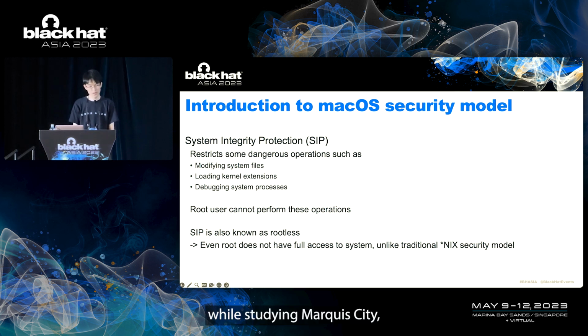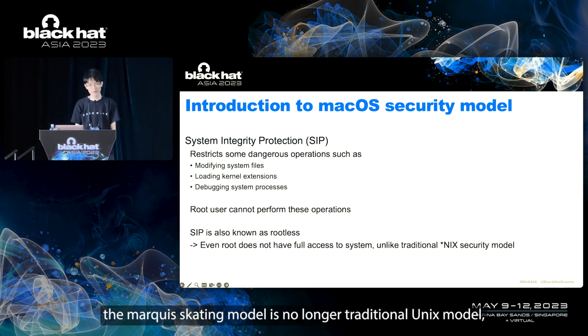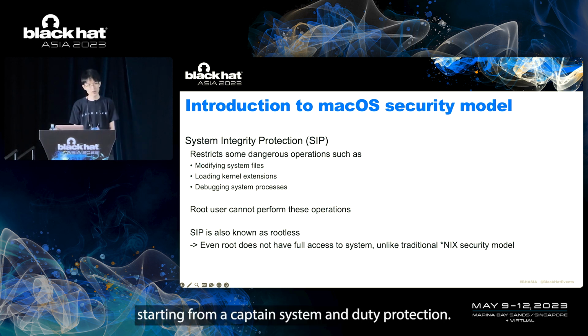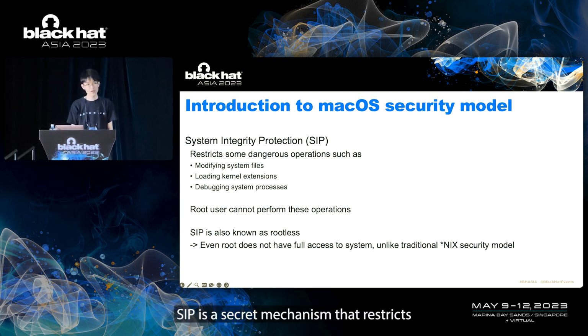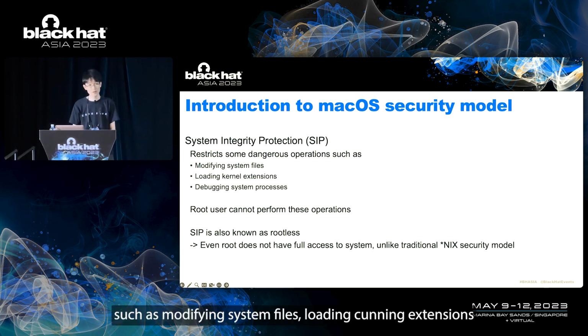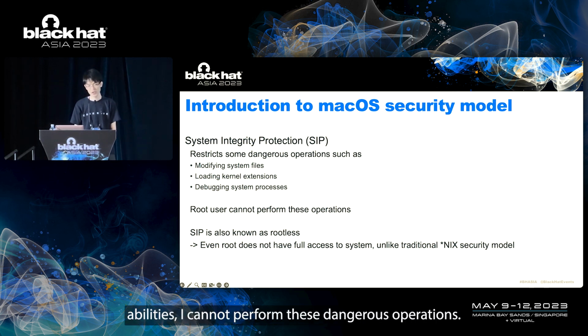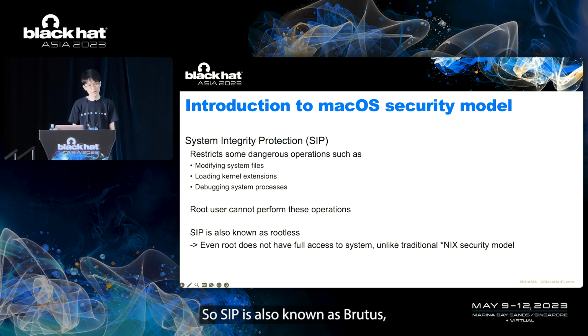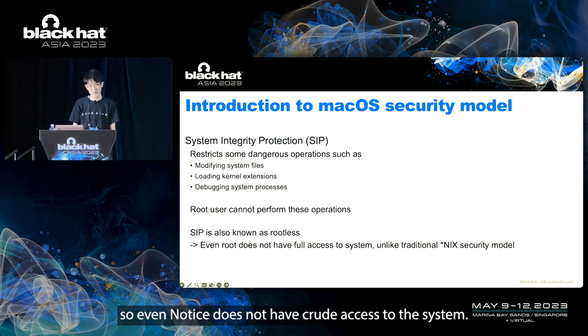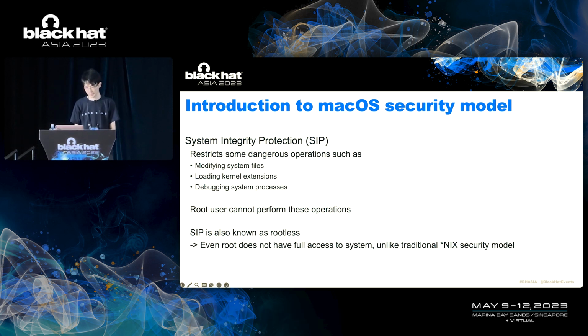While studying macOS security, I quickly noticed that the macOS security model is no longer a traditional Unix security model. Starting from El Capitan, System Integrity Protection, or SIP, was introduced. SIP is a security mechanism that restricts some dangerous operations, such as modifying system files, loading kernel extensions, and debugging system processes. Due to this security mechanism, even the root user cannot perform these dangerous operations. So SIP is also known as rootless, and even the root user does not have full access to the system.